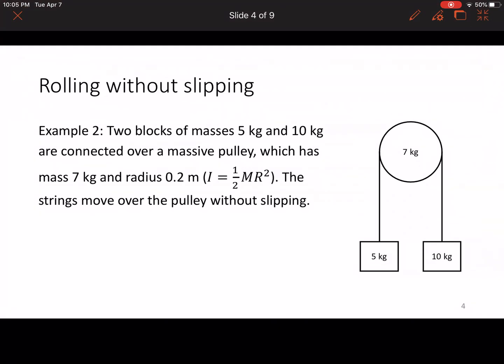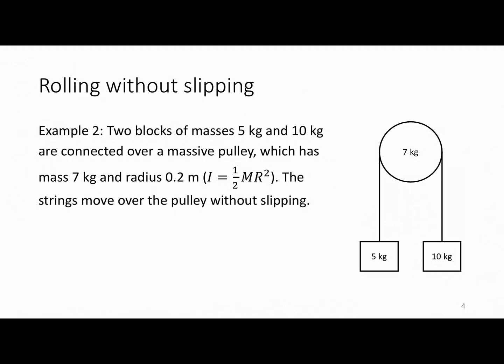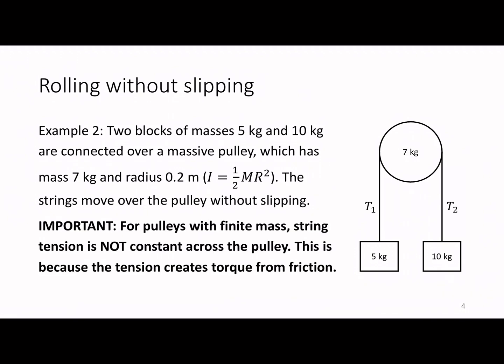All right, so here's our next example. Two blocks of mass 5 kilograms and 10 kilograms are connected over a massive pulley which has mass 7 kilograms, radius 0.2 meters. And since it's a cylinder, we'll say that I is a half MR squared. The strings move over the pulley without slipping.